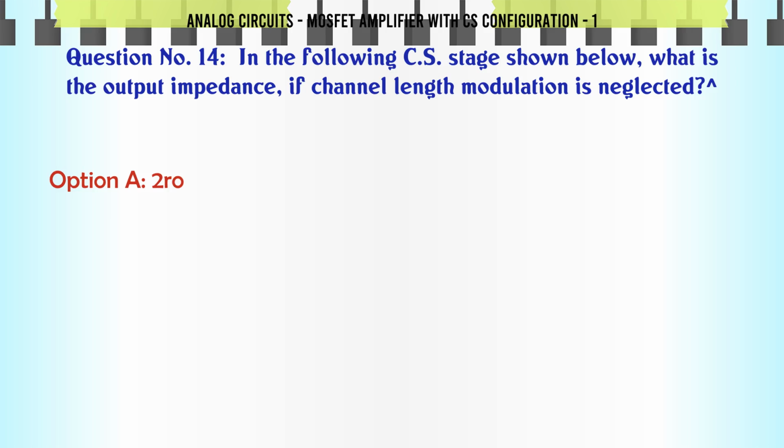In the following CS stage shown below, what is the output impedance if channel length modulation is neglected? A, 2 rho, B, 5, C, R1, D, 0. The correct answer is R1.